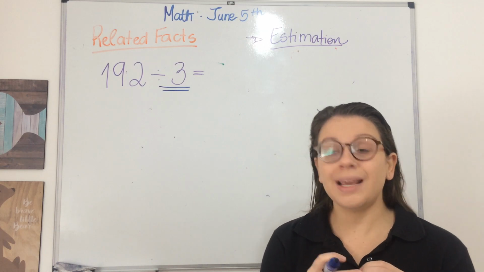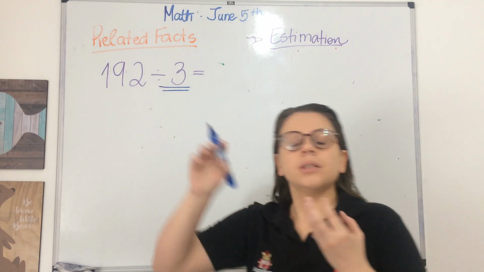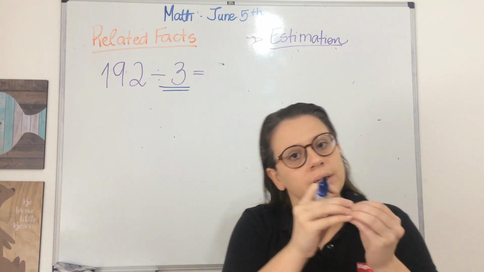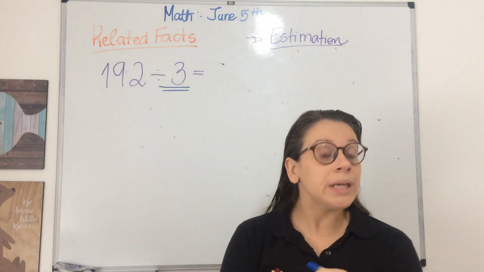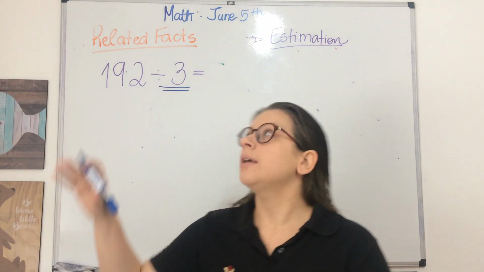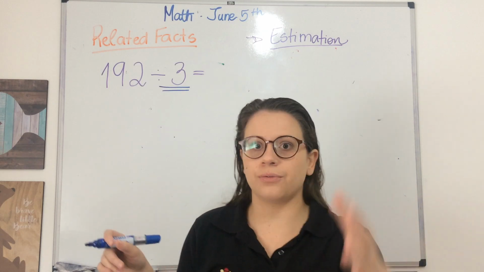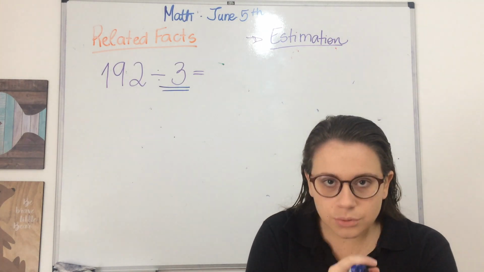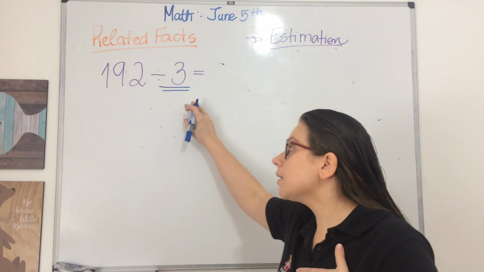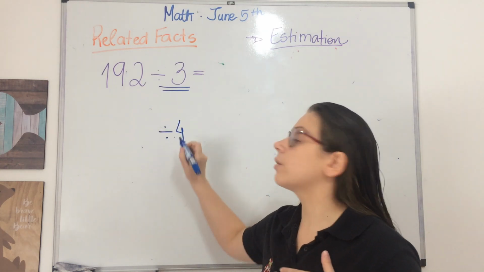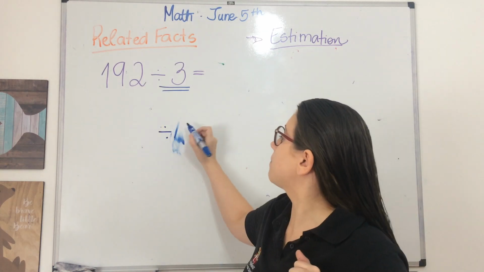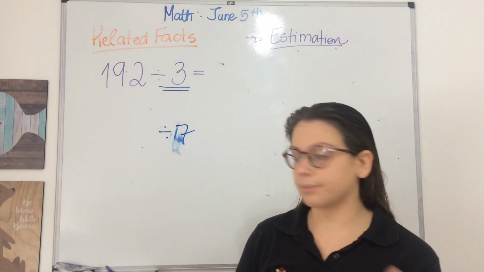As it is divided by 3, the multiples of 3 are the ones that are going to guide you. It doesn't matter which strategy you are going to use. This is the strategy that your family taught you: multiples of 3, because it's divided by 3. If it were divided by 4, multiples of 4. If it were divided by 7, multiples of 7.